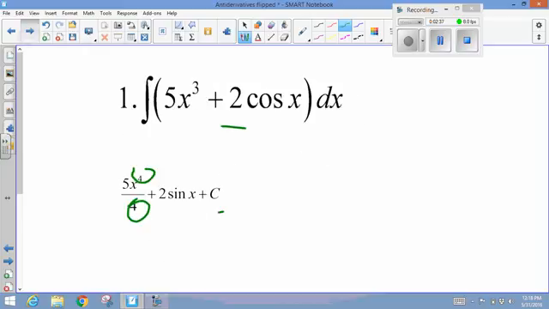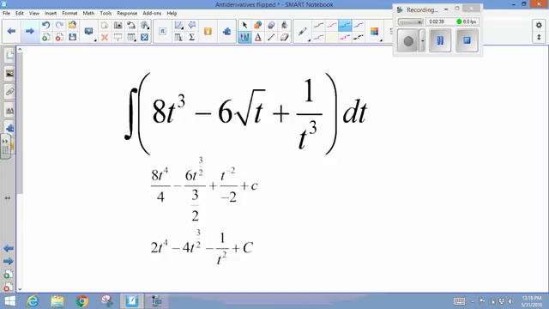Next one. So this time I have the integral of 8t cubed minus the square root of 6t, or 6 times the square root of t, plus t to the 1 over 3. Now, what I would do first is simplify this. So I would rewrite this 6 times the square root of t as 6t to the 1/2, because it's going to be easier if I have it in exponential form. And the 1 over t cubed will be easier if I write it as t to the negative 3.